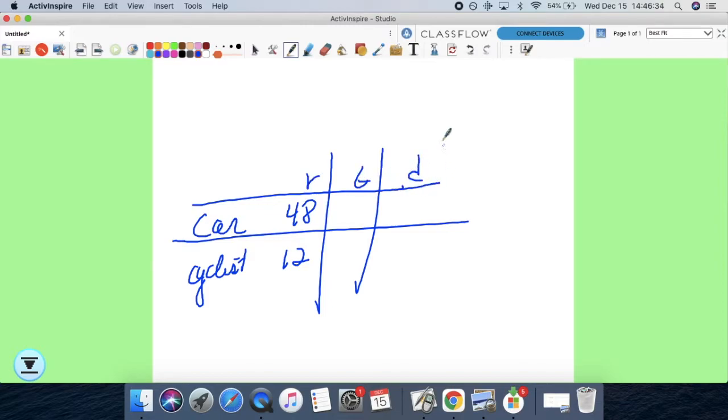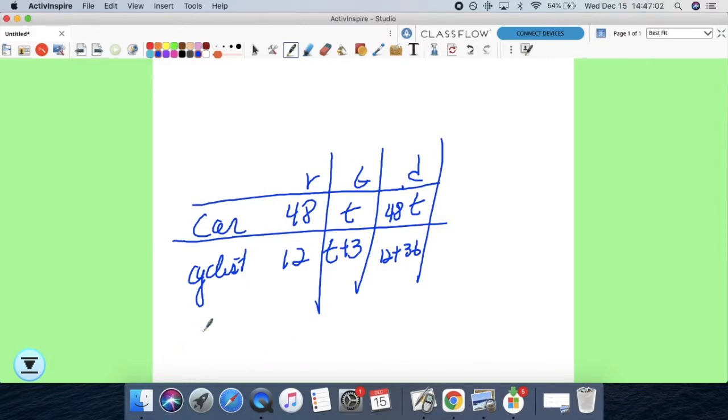Time-wise, the cyclist had a 3-hour lead, so he's going to be t plus 3, which means the car is going to be t. Okay, so that's my table. We multiply, we get the distance, 48t, and here we get 12t plus 36.